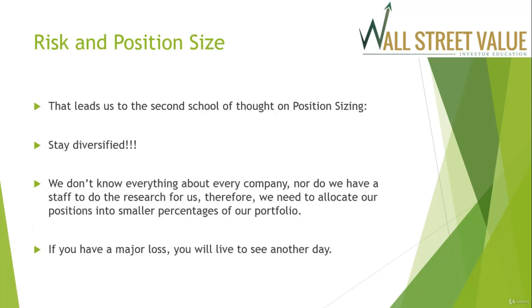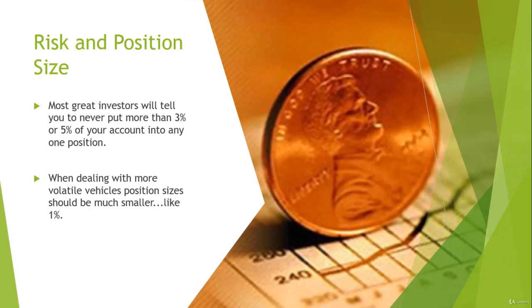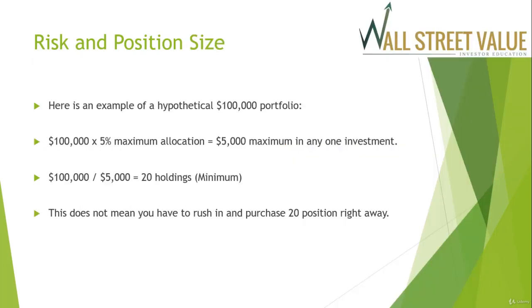That leads us to the second school of thought on position sizing. Stay diversified. We don't know everything about every company, nor do we have a staff to do the research for us. Therefore, we need to allocate our positions into smaller percentages of our portfolio. If we have a major loss, we're going to live to see another day. Most great investors will tell you never put more than 3 to 5% of your account into any one position. And when dealing with more volatile investments, position sizes such as 1% or smaller would be more appropriate.